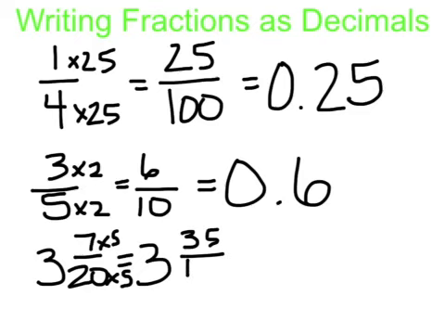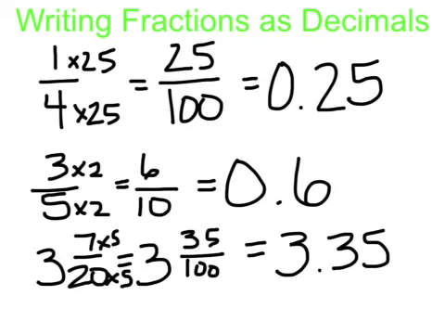35 over 100 is my resulting fraction. In order to turn a mixed number into a decimal, I first have to write down my whole number, followed by a decimal. Then I'm going to do exactly the same thing that I did up top, and I'm simply going to take this number on top of the 100 and write it after the decimal. This number reads as 3 and 35 hundredths, which is exactly what this mixed number says right here.